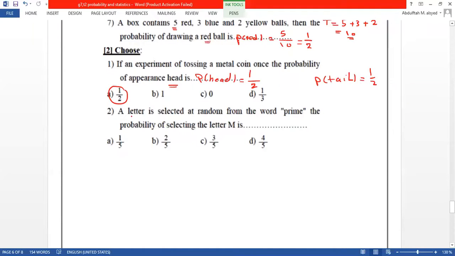Number 2: a letter is selected at random from the word prime. Then what is the probability of selecting the letter M? How many M's are in the word prime? Only 1. The probability of getting M.